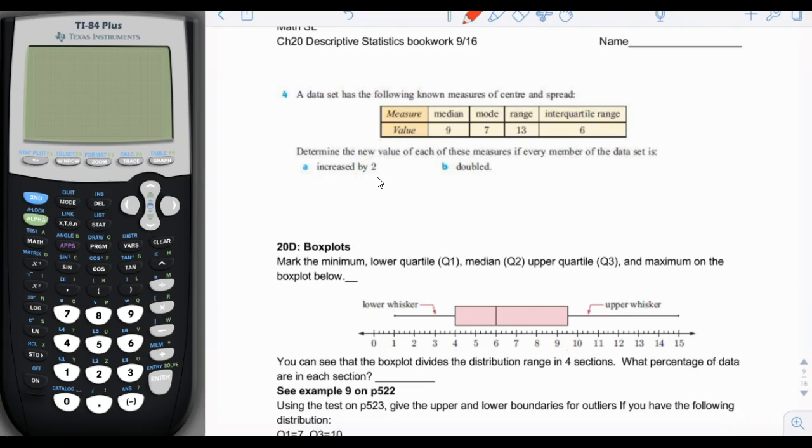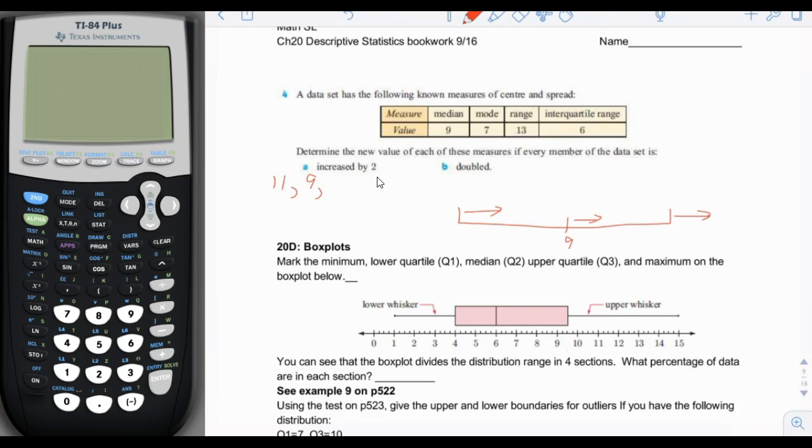Okay, so let's say that you have a distribution and the median is 9 and the range is 13 and the IQR is whatever. If you increase every single value by 2, that means all these values are going to be moved 2 to the right, including the median. So the median 9 would become 11, the mode would become 9.